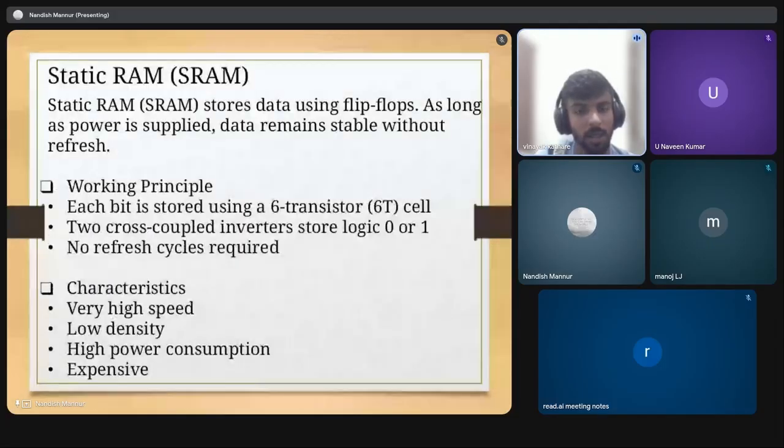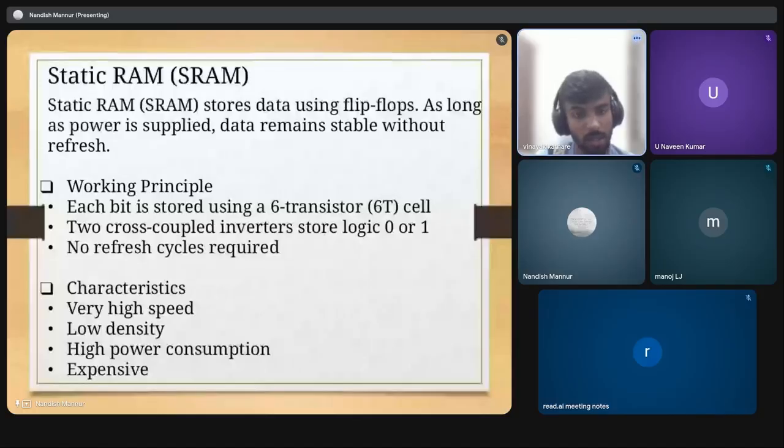About static memory: static memory stores the data using flip-flops. As long as power is supplied, the stored data remains stable, and so no refresh operation is required. This is static RAM, SRAM.